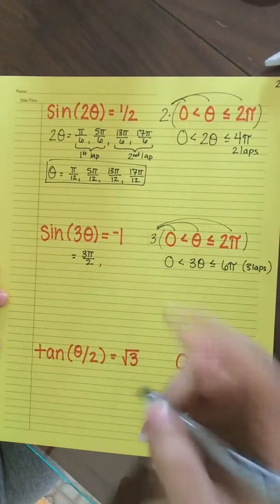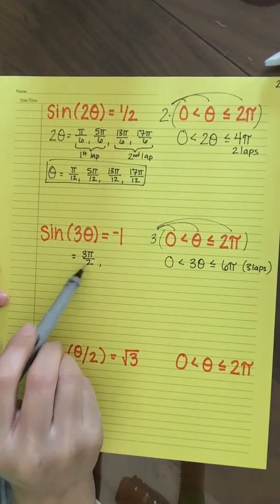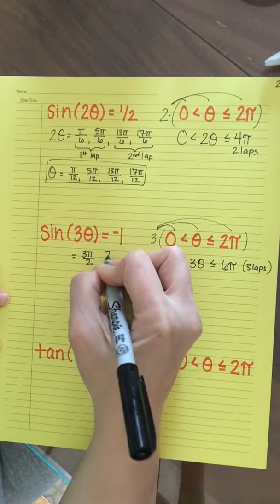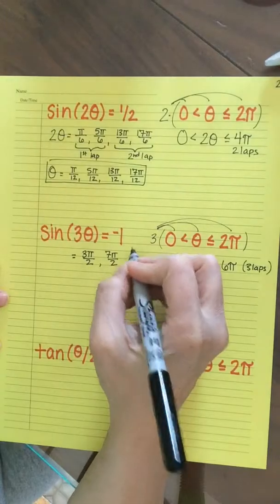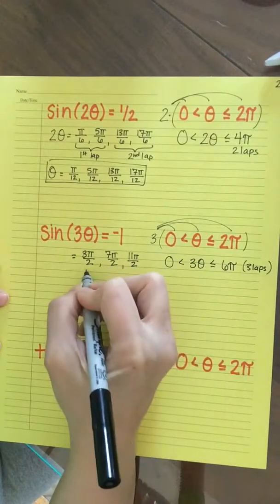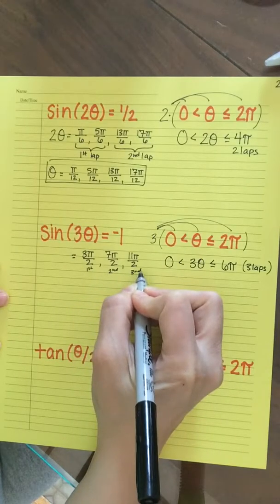To do our second lap, we're going to add 4 pi, because 4 pi over 2 is the same thing as 2 pi. So if we take 3 pi over 2 plus 4 pi over 2, that gives us 7 pi over 2. And then we need a third lap, so we'll add 4 pi over 2 again, and that gets us to 11 pi over 2. So this is our first lap, second lap, and then third lap around.